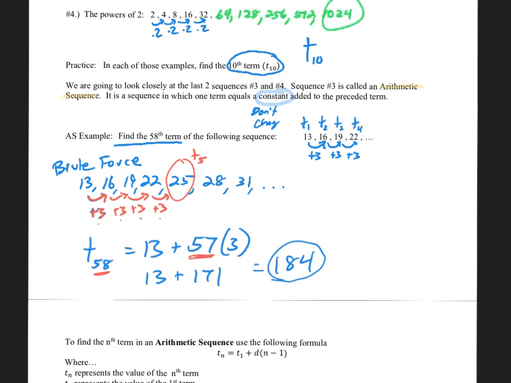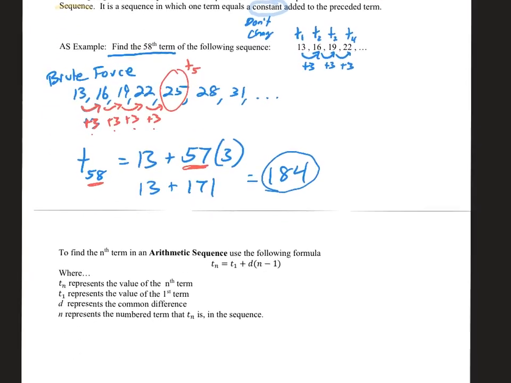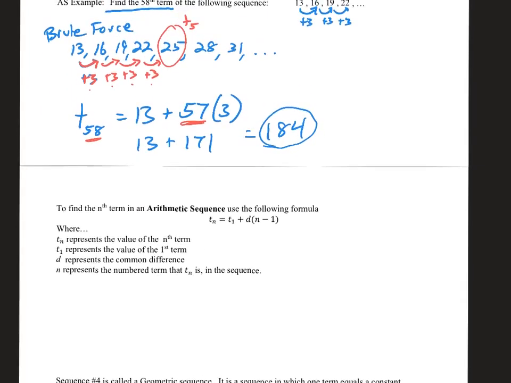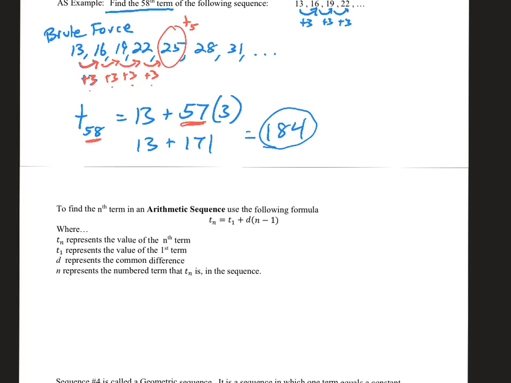Now, what I've done here is actually using a formula, and that is on the next page of your notes. And there it is right there. That's the formula to find the nth term in an arithmetic sequence. And each of these symbols here has a definition. So Tn is the nth term.